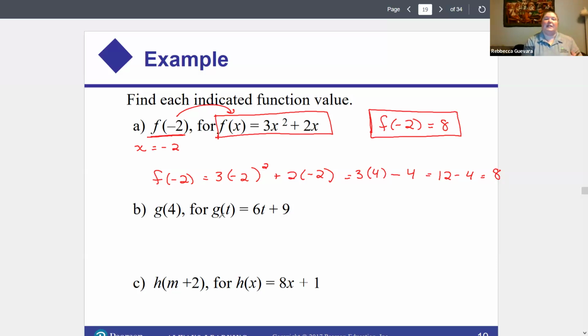So this is the same idea. Instead of using an x, I'm going to use t as my variable. So g of t is 6t plus 9. If I do g of 4, that means that 4 is just replacing my t's. Every place I have a t now gets replaced with that 4. So we're going to get 24 plus 9, which is going to be 33.